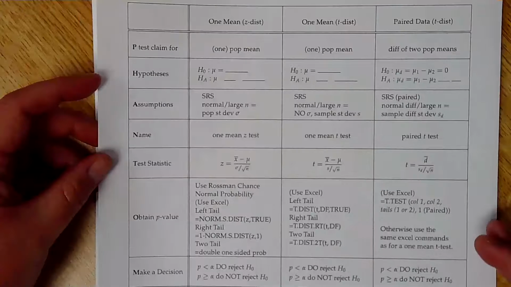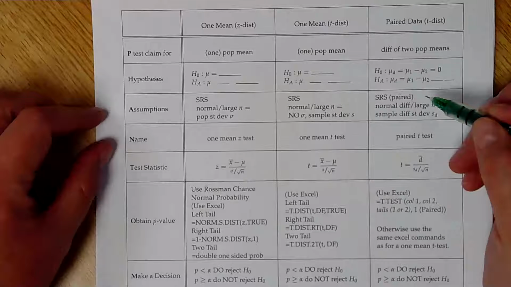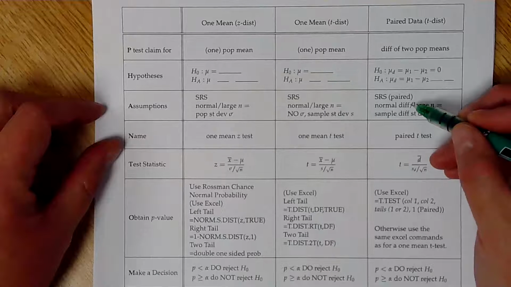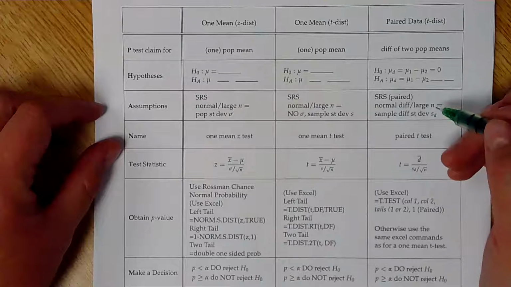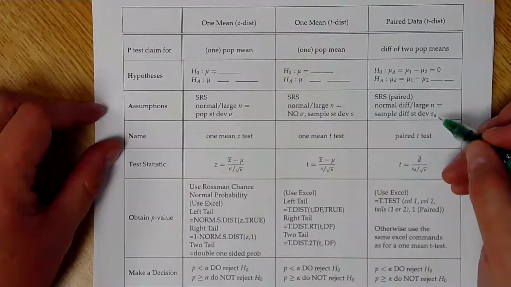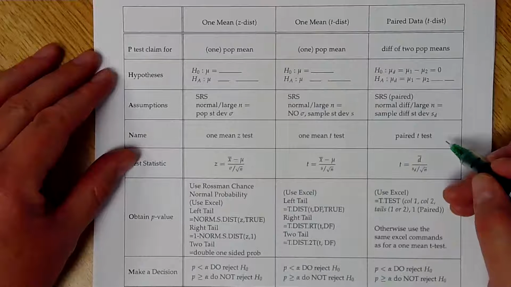We have the same assumptions and conditions as we did for the paired t interval. So some sort of random sample with paired data. Our differences column is either normal or we have a large enough sample size. And then our standard deviation from the differences column we need to find. We'll call this a paired t-test.